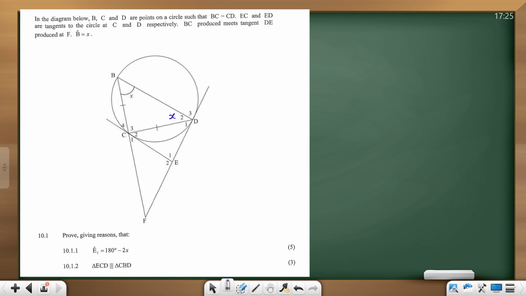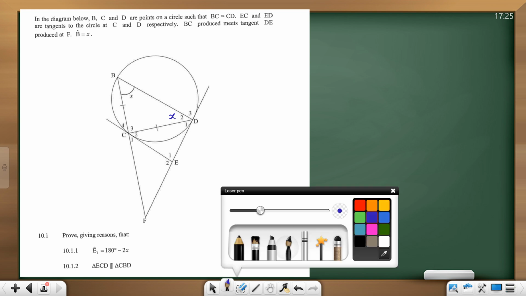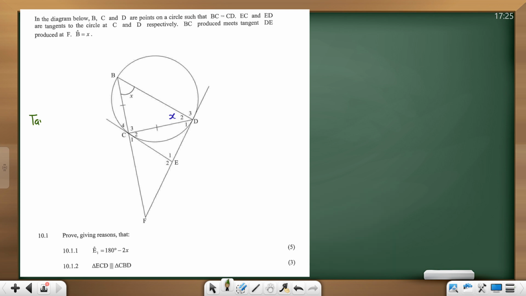Tangent, there are three things. Let me remind you, a quick crash course. Let's talk about tangents. What are the things to remember about tangents? There should be three of them. Come, let's revise. 1, 2, 3. Give me one.